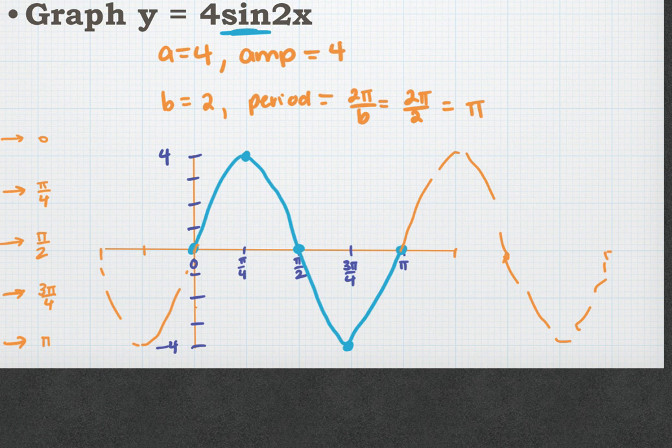If you did have to find more key points, would it be the same thing as in the circle, like 5 pi over 4? Yep, every one of these is a quarter pi, so you would just keep going up by a quarter pi this time. So the interval would just stay the same. Questions?